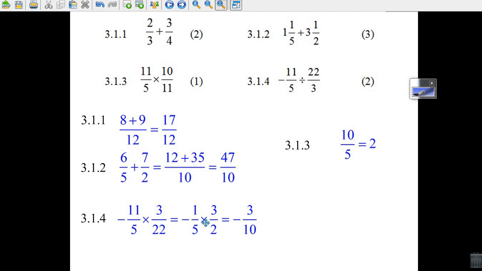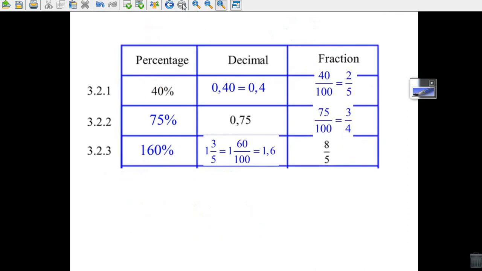1 times 3 is 3. 5 times 2 is 10. A negative times a positive gives me a negative answer, negative 3 over 10.